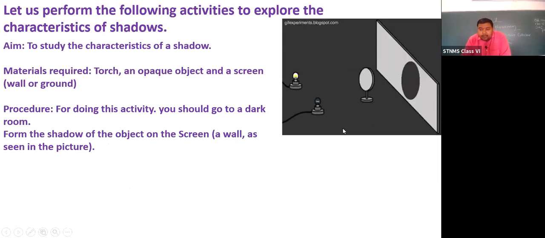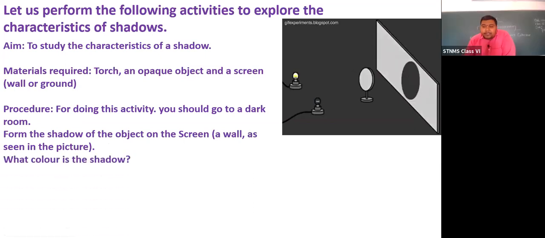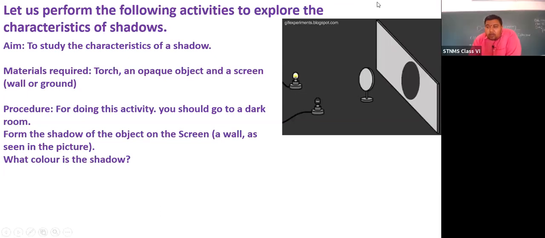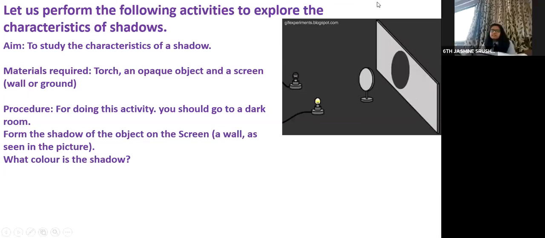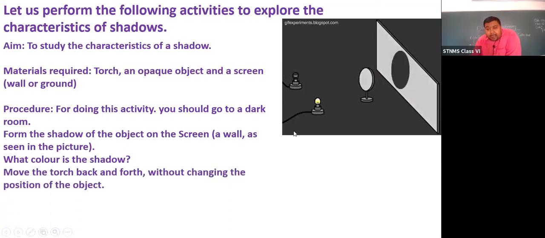See this picture. What is the screen in this picture? Wall. Yes. Wall. Correct. Okay. What is the color of shadow? In this picture, you can observe this. Is it black, blue, green, yellow, or gray? Black. Yes, correct. It is black in color. Color of shadow is black.